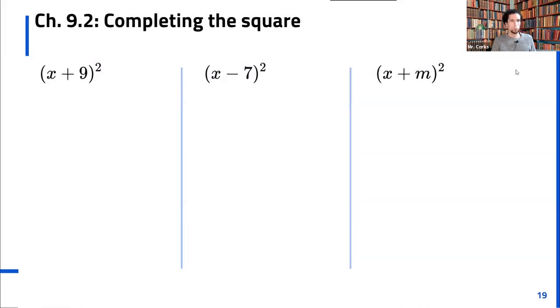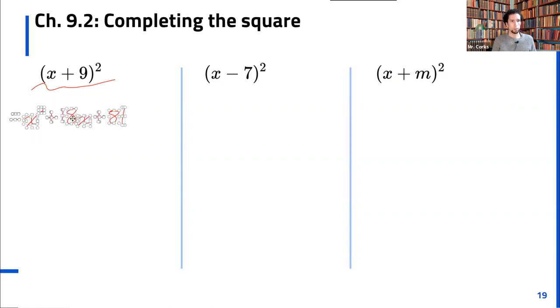I want you to be aware of a pattern first before we actually start looking at these. So let's try this one over here on the right. So now let's actually expand. I want you to see what the pattern is when we expand something like this. So x plus 9 squared is equal to what? x squared plus 18x plus 81.